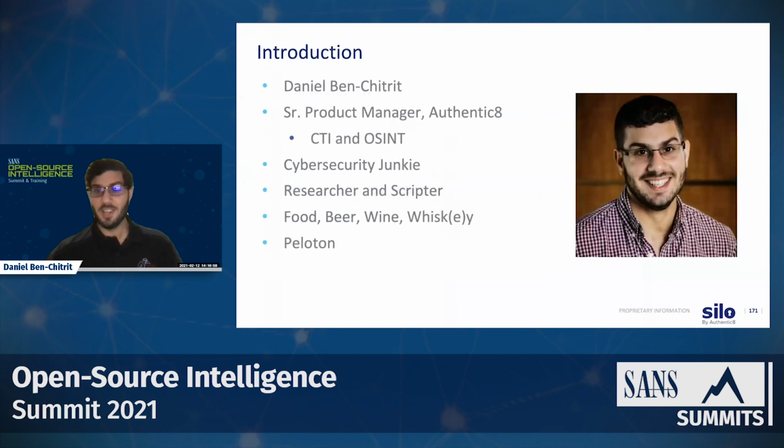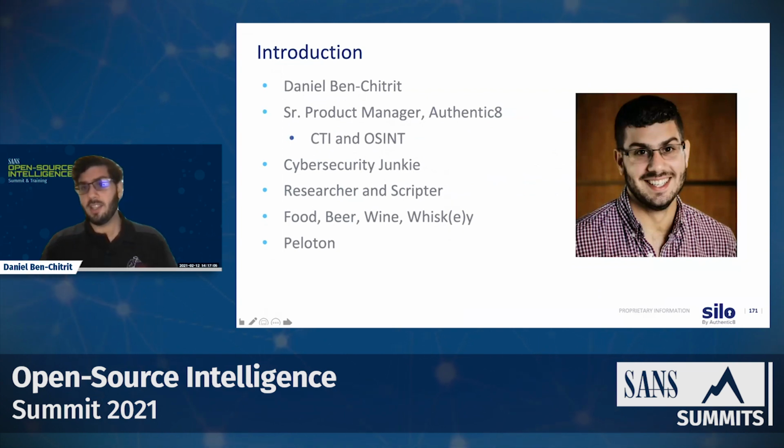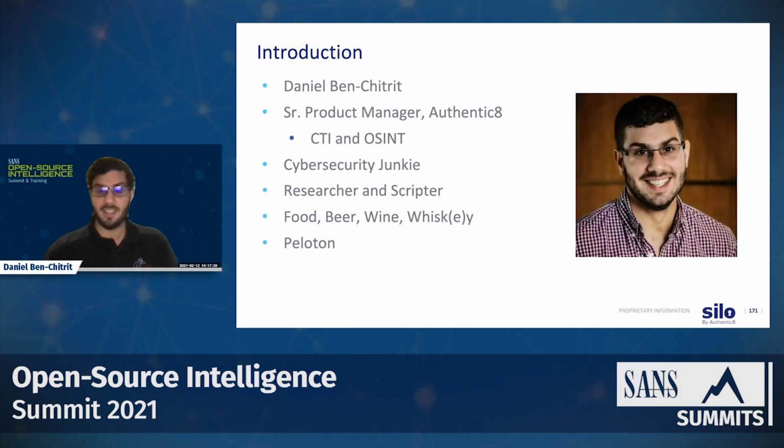So to start, who am I? My name is Daniel Ben-chitrit. I'm a senior product manager at Authenticate for cyber threat intelligence and open source intelligence in our research platform. In my free time, I am definitely a cybersecurity junkie. I love to see what's new and happening in cybersecurity. I do a little bit of research, both in CTI and in OSINT on the side, and I like writing scripts with my own tools and other tools that are out there.